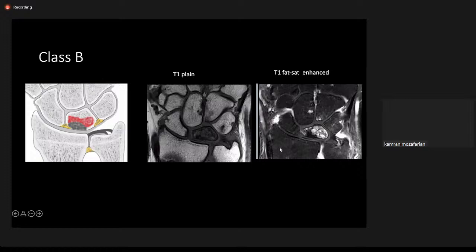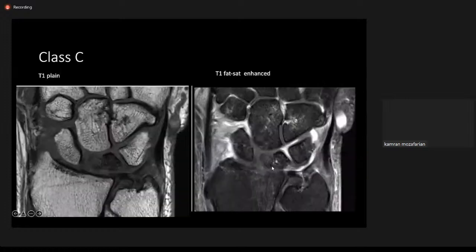So we get mixed hypo and hypersignal in T1 enhanced. And in class C, with total necrosis, we have hyposignal in both sequences. So let's get back to the previous question. What is the salvageable lunate according to this classification? Class A and B are considered salvageable, and Class C is unsalvageable.